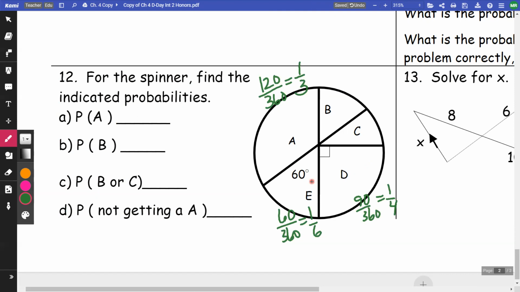B and E are vertical angles. So this is also going to be a 1/6 or a 60 out of 360. Let me leave it like that for right now. And so if I have 60 and 90 together, that makes 150. So that leaves us 30 out of 360, or 1/12.